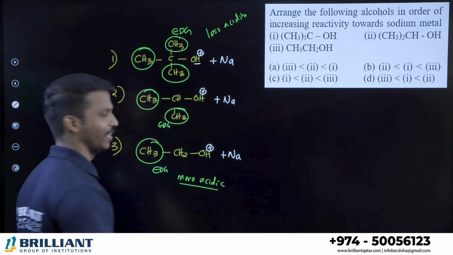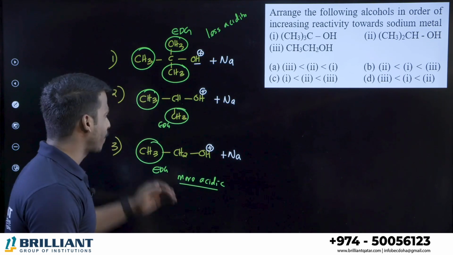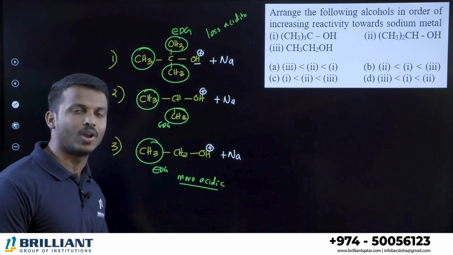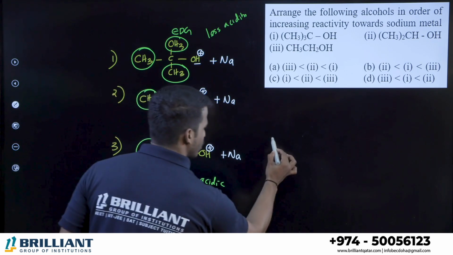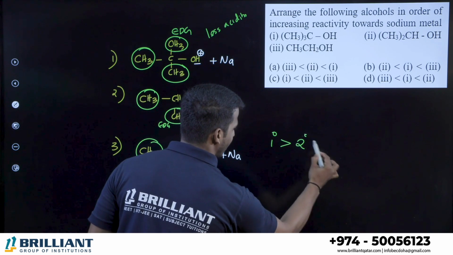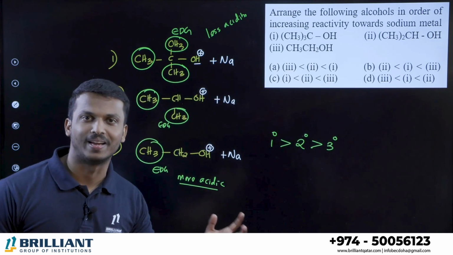Okay, this is the more acidic one. Finish. So, what is your answer, dear all? Among primary, secondary, tertiary alcohol, which is the most acidic one? Primary is the most acidic one. So, primary greater than secondary greater than tertiary. That is the order of acidity in primary, secondary, tertiary alcohol.